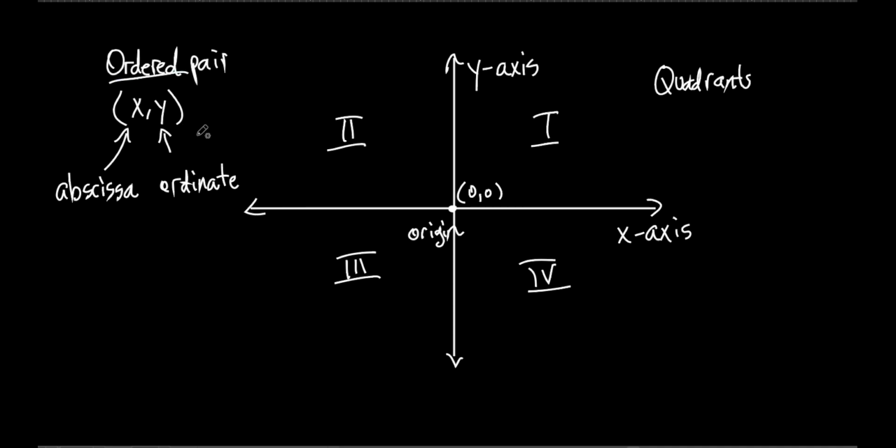Notice, it is an ordered pair, so it can't go YX. The X has to be first. Just like alphabetical order, X comes before Y. So in alphabetical order, the X has to be first, and the Y has to be second.